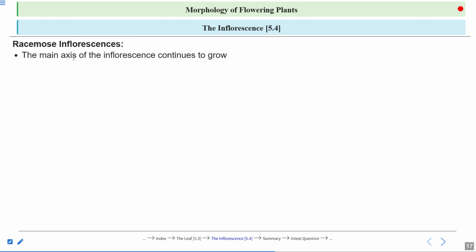Now what happens? The main axis of the inflorescence continues to grow because it does not terminate in a flower. That's why the main axis is continuously growing. Clear? Here the lateral flower development occurs, because there is no terminal flower here. Lateral flowers are present. That's why lateral flower arrangement is written here. And the main axis keeps on growing because it is not terminating in a flower. In the image that I have shown you, lateral flowers were present, meaning the flowers are borne laterally on the main axis.